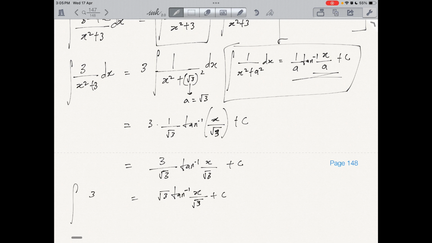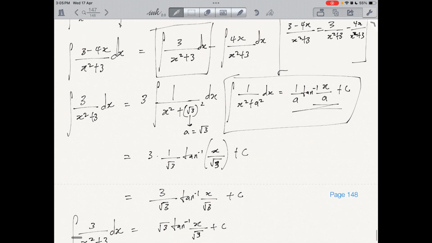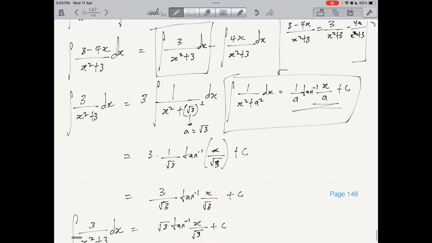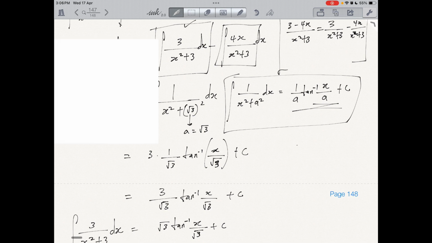And this is for solving integral of 3 over x squared plus 3 with respect to x. Now, having solved this, let us now solve integral of 4x over x squared plus 3 with respect to x.